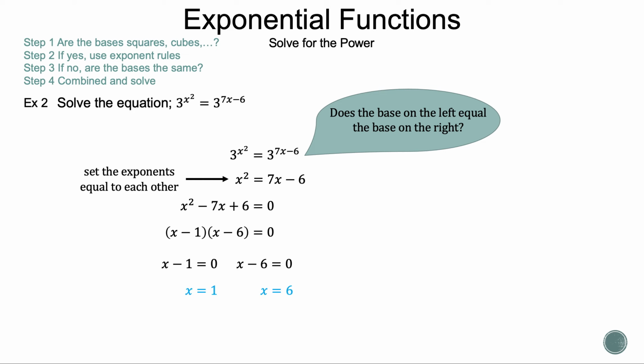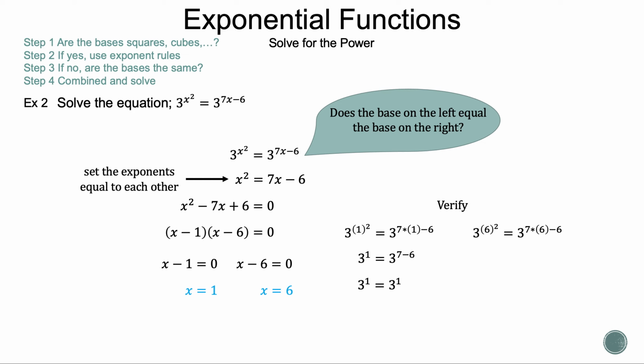Before we move on to example 3, let's verify, because everyone makes mistakes. We have two numbers to substitute, 1 and 6. First, let's substitute 1 for x into the given. So now we have 3 raised to the power of 1 squared is equal to 3 raised to the power of 7 times 1 minus 6. Let's multiply the numbers. Now let's subtract 7 and 6. So now we have 3 to the 1 is equal to 3 to the 1. Both sides are the same. Sweet.